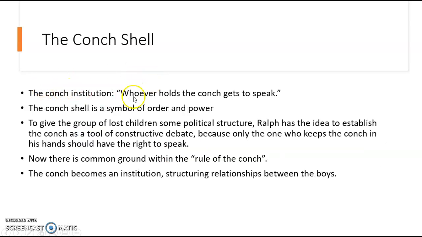The conch shell is, we can say, the conch institution. So in the book we get a quote where whoever holds the conch shell gets to speak. So basically they make this agreement that these lost children, Ralph's idea has been established, that they will use this tool, this conch, to be able to debate and talk. So there's no arguments, there's no unnecessary time spent. So whoever holds the conch shell is talking and will be heard by the group.